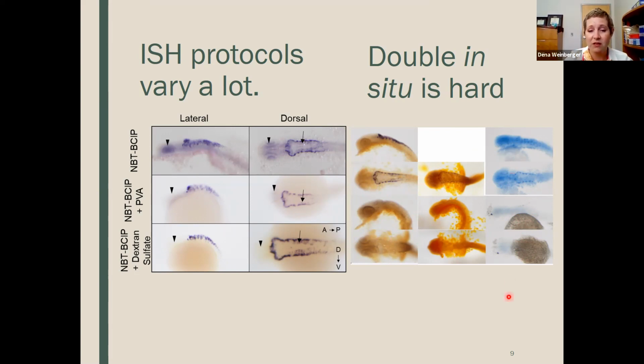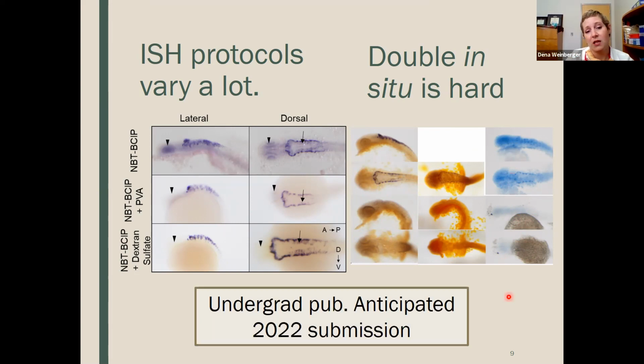So we are turning these trials and errors into an undergrad publication, comparing these different protocols, putting together everyone's magical stories and getting something useful out of it. So we are in the process of that. We're aiming for early submission next year.